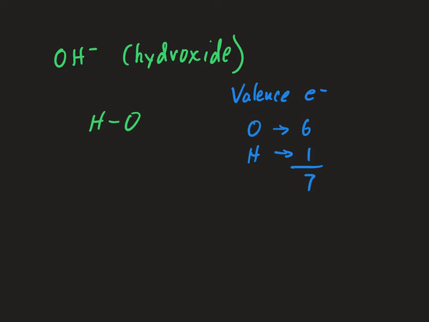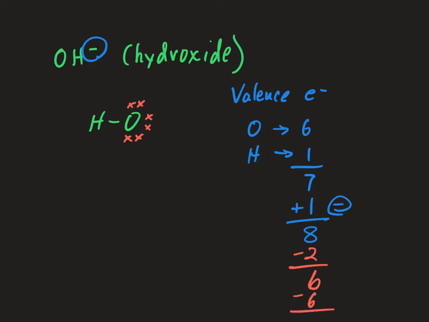That would be 7. But because we have a negative charge, we have to add an electron for every negative charge. And conversely, if we have positive charges, we'll have to subtract electrons. So that means we've got 8 electrons to distribute, not 7. Well, we've already accounted for 2 of them because of the bond that's already drawn, leaving us with 6. 1, 2, 3, 4, 5, 6. And so that is our distribution of electrons. We're out of electrons now.